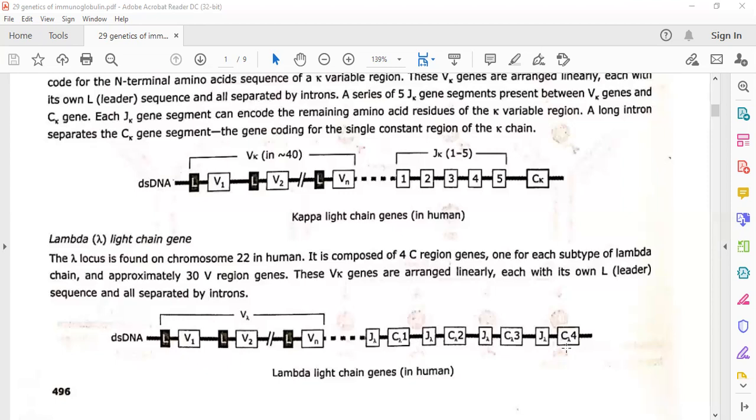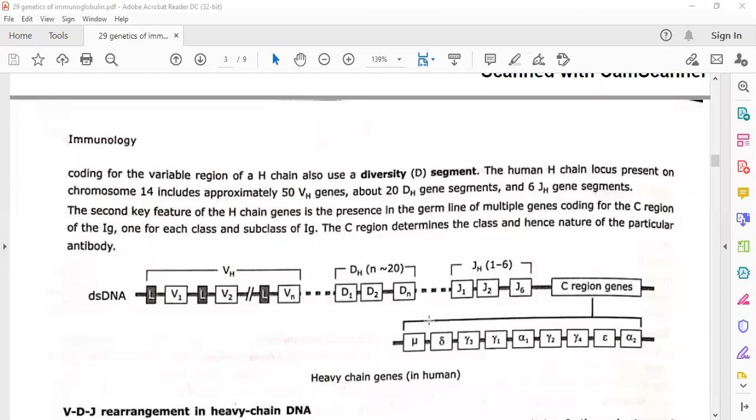So this is the sequence of a particular immunoglobulin in the light chain. I hope that students have understood the gene organization of the light chain. Now we need to talk about the gene sequence of the heavy chains.